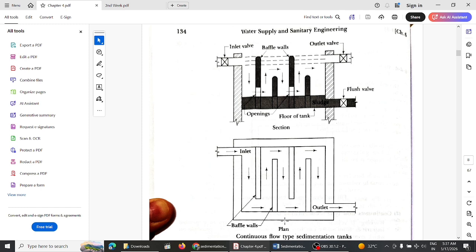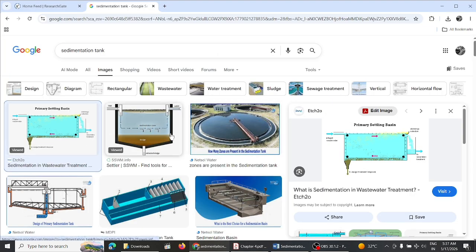Another common type is circular, where water enters and flows radially. For example, this one is a circular sedimentation tank, and this is also a circular sedimentation tank. The principle is that particles settle down due to gravity, so the settling velocity must be greater than the upward or horizontal velocity. For example, this is my horizontal velocity and this is my settling velocity going down. If the settling velocity is greater, the particle settles down.